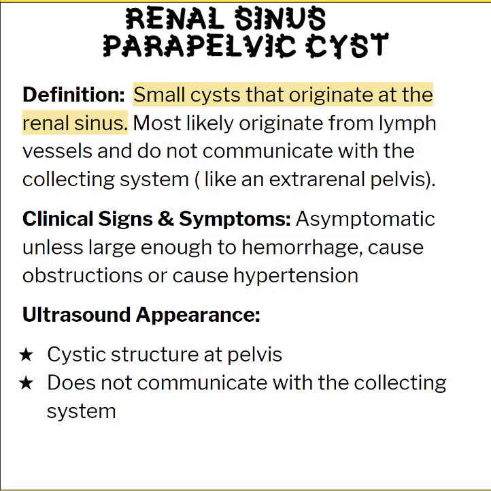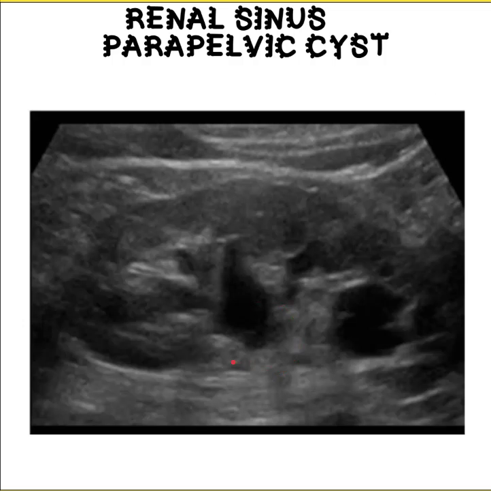So ultrasound-wise, we're going to see a cystic structure sitting at the pelvis, and again, we need to make sure that it does not communicate with the collecting system. Here we have an example of our parapelvic cyst. We can see the kidney here, and we have our parapelvic cyst at the pelvis. This one is actually causing a little bit of an obstruction, so we can see some fluid within the calyces. So again, these parapelvic cysts should not communicate with the collecting system.